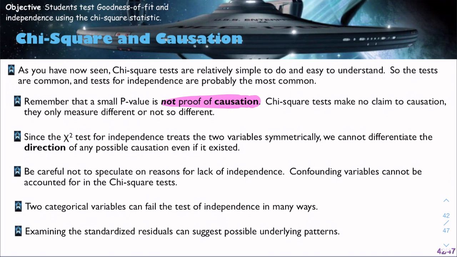Since the chi-square test for independence treats the two variables symmetrically, we cannot differentiate the direction of any possible causation, even if it existed. So be careful not to speculate on reasons for the lack of independence. Confounding variables cannot be accounted for in the chi-square test, things that we can't separate out. Two categorical variables can fail the test of independence in many ways. Examining the standardized residuals can suggest possible underlying patterns, and that's why it's important that we look at those standardized values.